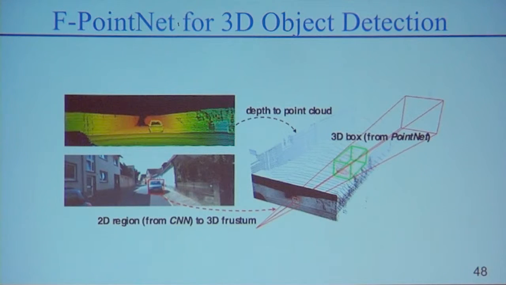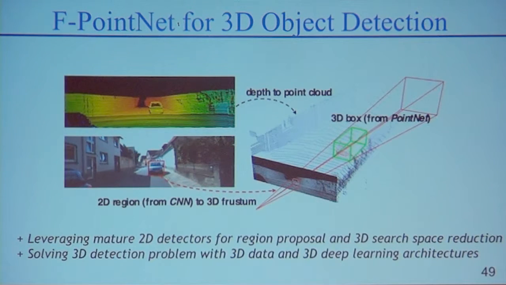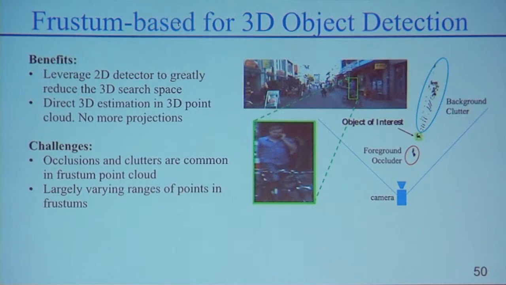And then we can get the 3D point clouds from the frustum. So the key idea is to leverage a mature 2D detector to reduce the search space, and then solve the 3D detection problem using a point cloud. And so why do this, right?